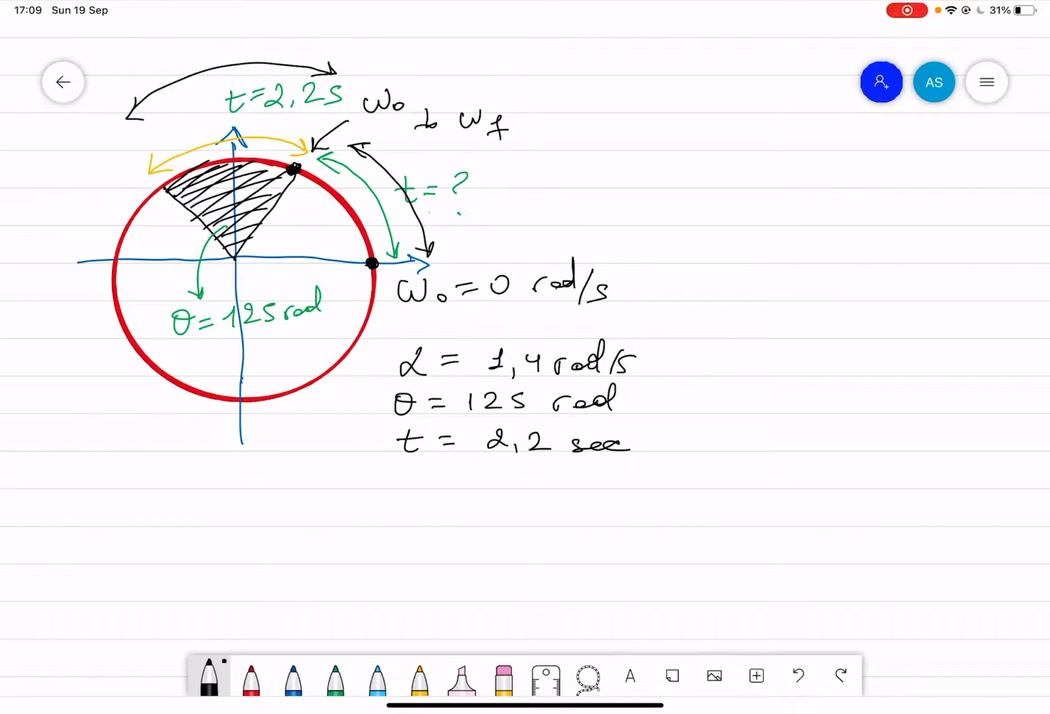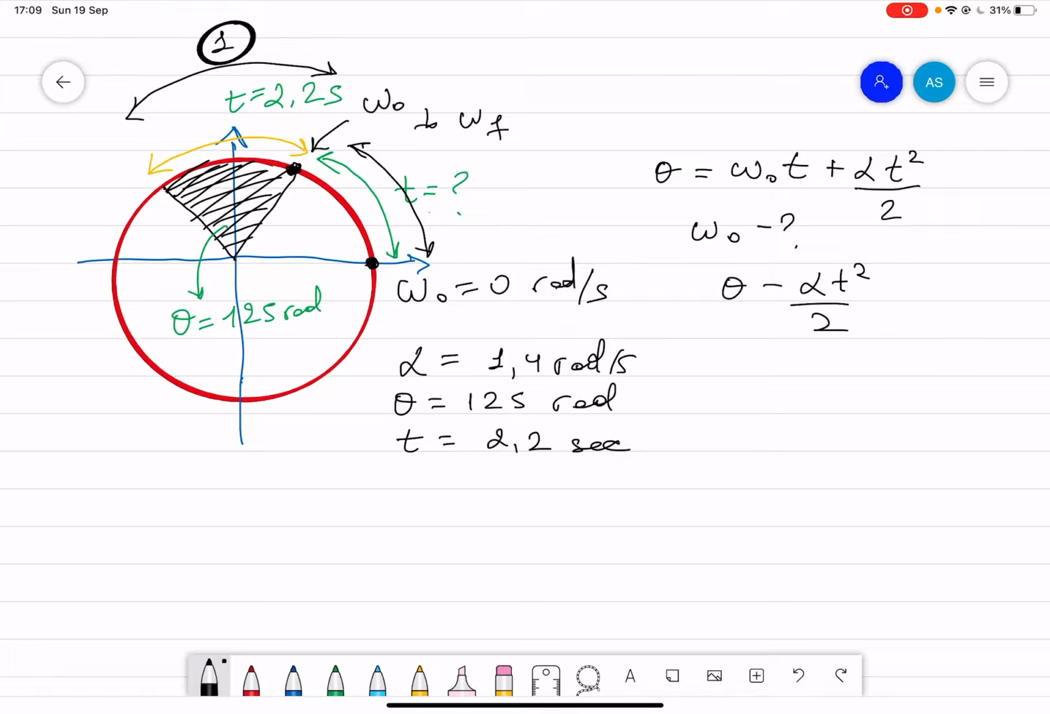So let's write down the equation where theta is equal to omega initial times t plus alpha t squared over 2. We're considering this region 1. First of all, we have to find the initial speed. In that case, we have omega initial equals theta minus alpha t squared over 2, divided by the time.